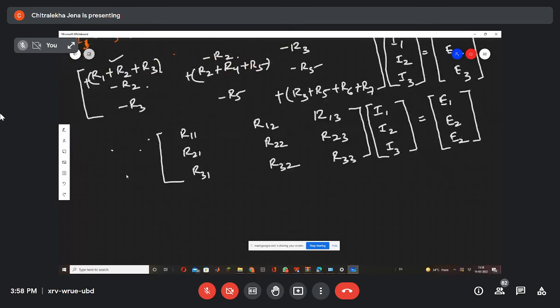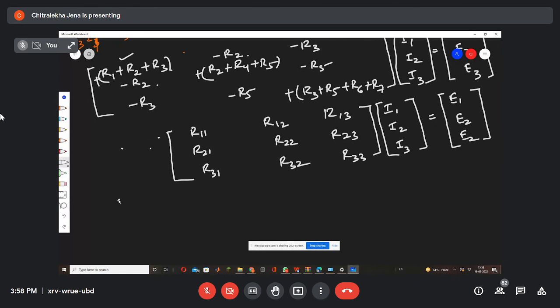Now here what I have done is I have written the equation and then put it in matrix form. Suppose you have three meshes, how will you write down the value of R11? Tell me, what is R11? Look at the circuit. R11 is the self-resistance of mesh 1. You will just see mesh 1. Whatever resistances are connected to mesh 1, you just add them.